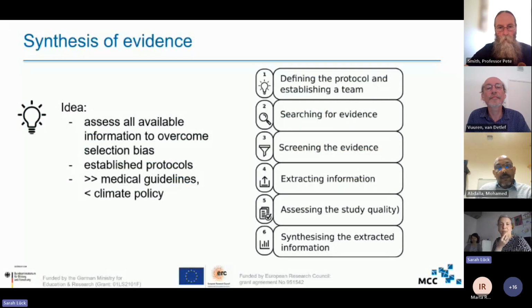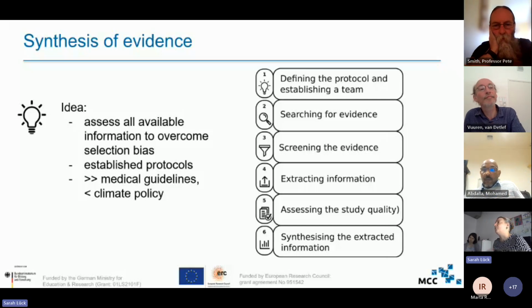So, synthesis of evidence, what's the idea behind it? Actually, you know about reviews and assessing information from scientific literature, but often these are not very rigorous and don't take into account all of the knowledge we have at the moment. And the idea of synthesis of evidence is to assess all available information to especially overcome a selection bias of the author. To do that, there are different protocols defined, and they all follow a similar structure, which I just outlined here on the right-hand side.